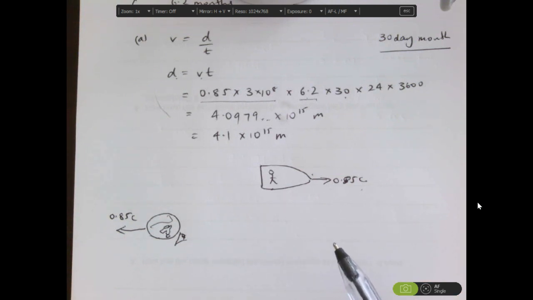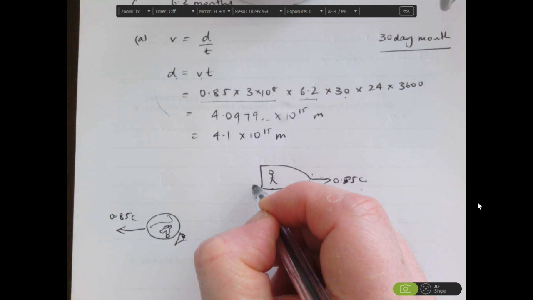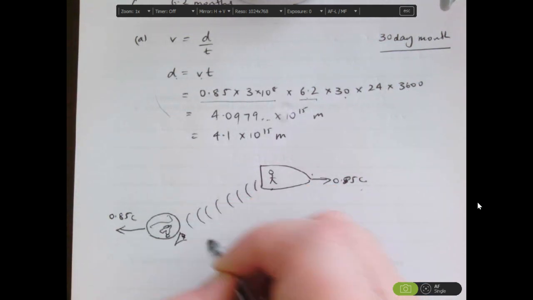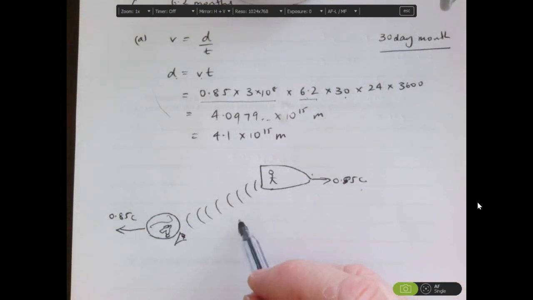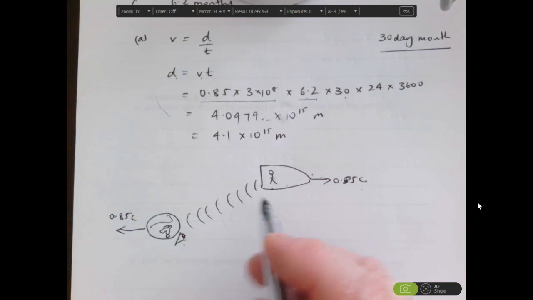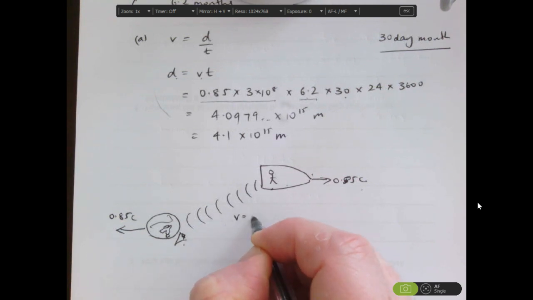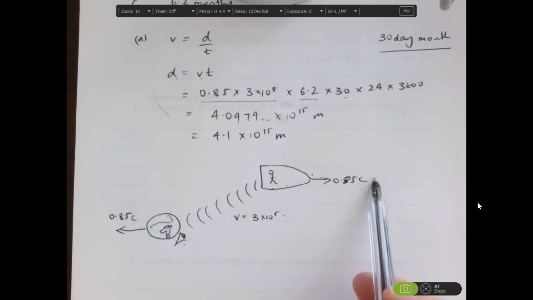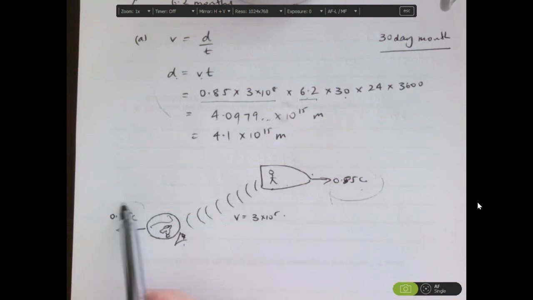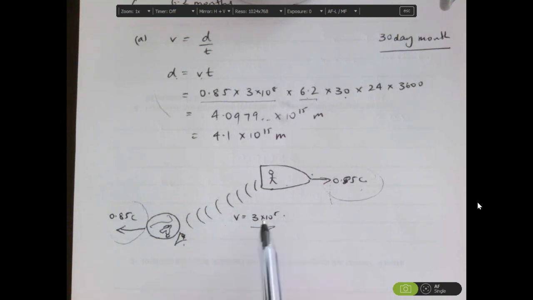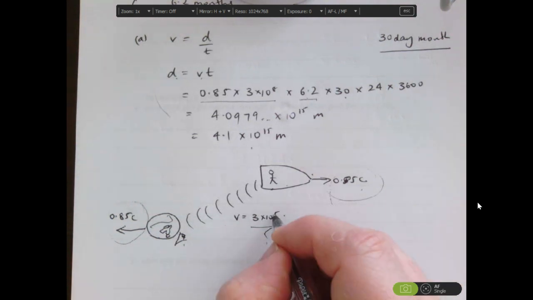Now the question is asking, how long does it take for a signal which is coming here to move back to Earth? Well, this is testing the fundamental idea that the speed of light is the same in all frames of reference. So the speed here, the velocity, is going to be 3 by 10 to the 8th. It doesn't matter that the craft is moving forward or the Earth is moving backward. It's simply going to take the time for it to travel this distance with this speed.